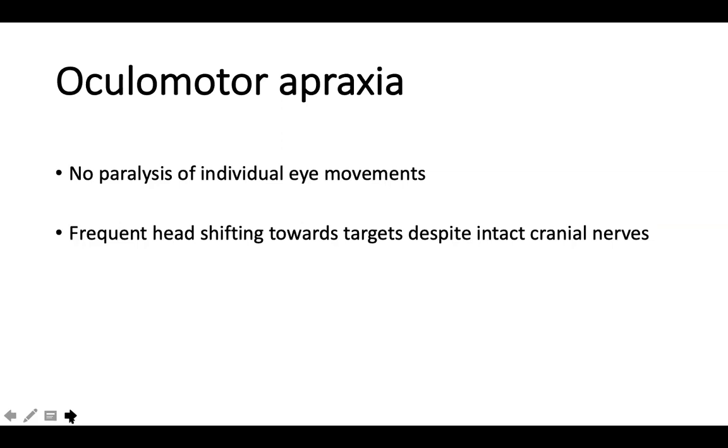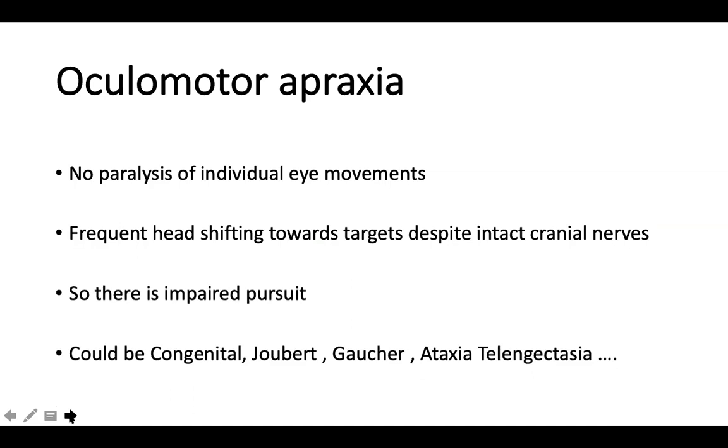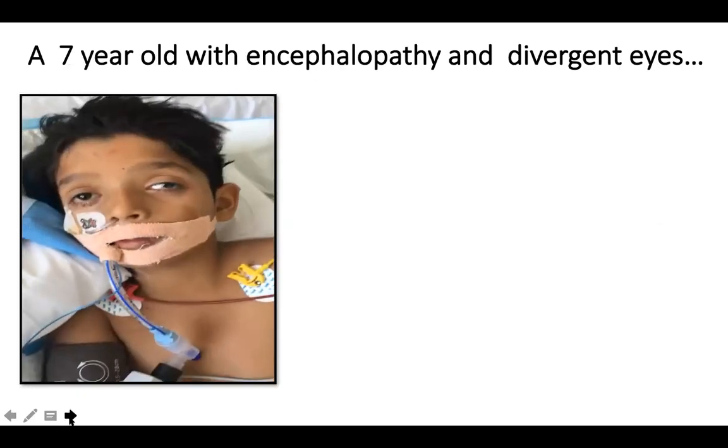So apraxia means being unable to perform a sequence of movements despite having a normal motor system and a normal sensory system. So in this scenario, the child has no oculomotor nerve palsy, but still he has to thrust his head to look towards a target. So this is a clear-cut case of oculomotor apraxia. This could be seen in conditions like Joubert syndrome, Gaucher's disease, ataxia telangiectasia, and you can have a congenital oculomotor apraxia and so on. So it's an interesting clinical sign which can give a lead to the diagnosis.